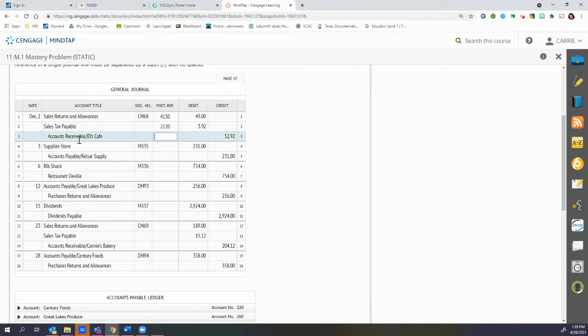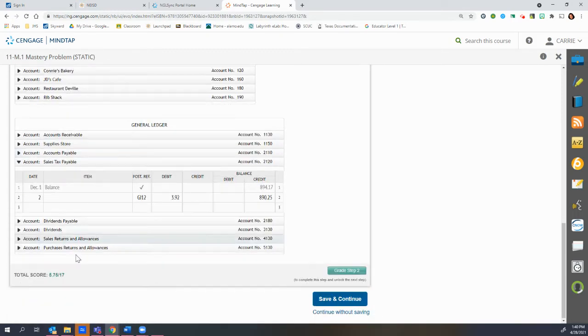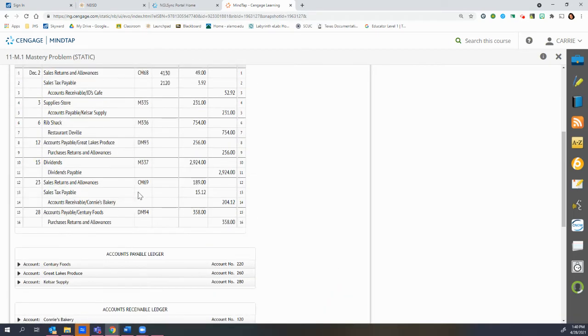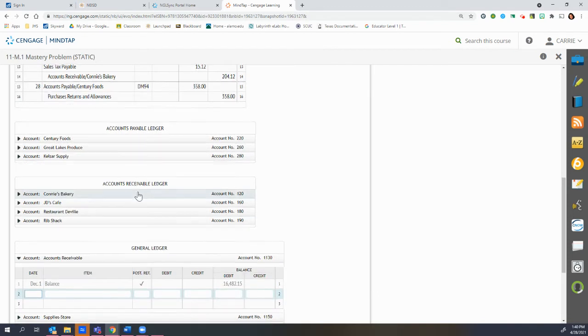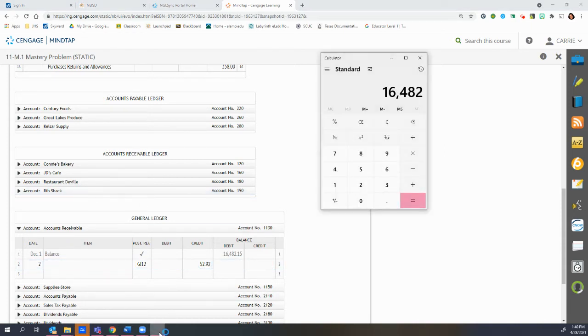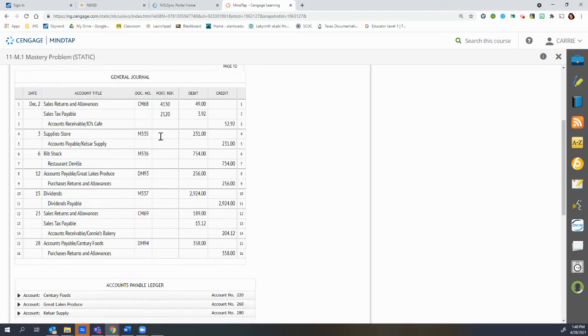Okay. So for this one, I have to do accounts receivable and I have to do JD's Cafe. So I'm going to do my accounts receivable in my general ledger first. And that's on the 2nd for $52.92. It's a credit, so it subtracts out of my accounts receivable. And it's 16,429.23. I take that account number and I'm going to put it right here.